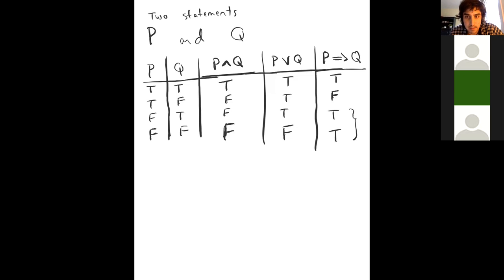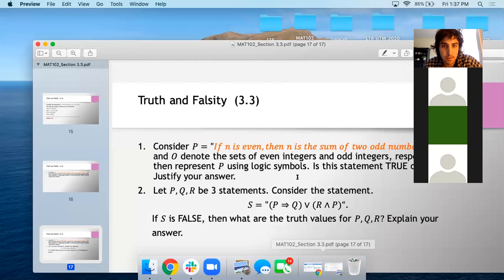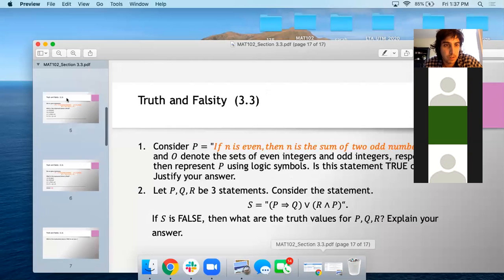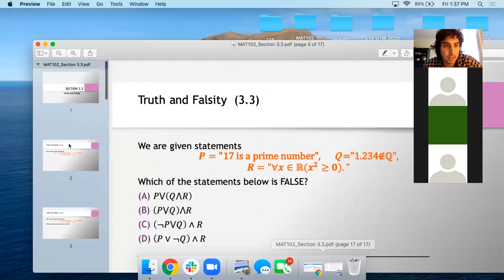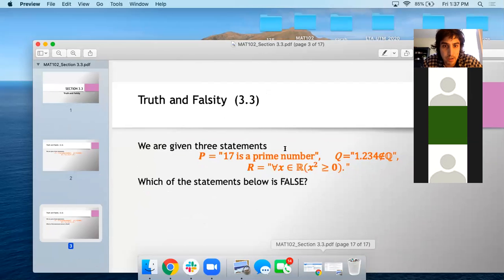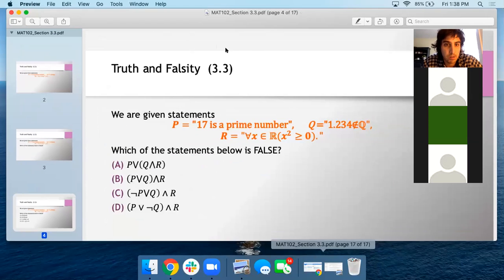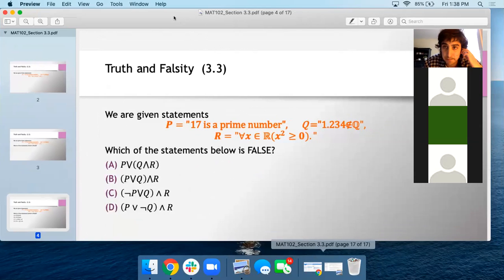Do I have this here? Oops. Did I just show you the answer? Anyway, here's your first clicker question. Which of the statements below is false? They've given you three statements, P, Q, and R. Which of these things is false?